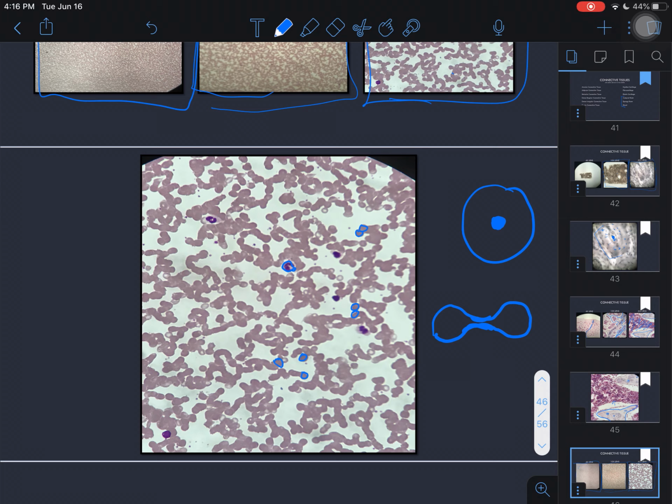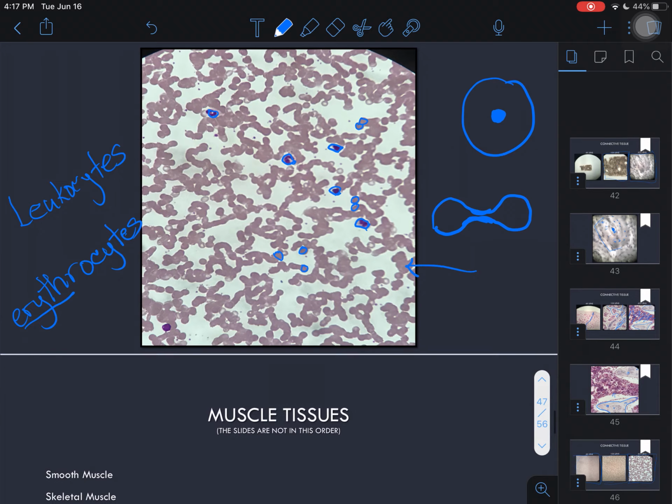These dark ones take up the stain really well, and the reason why is because they were white to begin with. And as soon as we say white blood cells, right, we know that those guys are actually leukocytes. The name for red blood cells, the official name, right, is erythrocytes. Eryth meaning red. And that is our final connective tissue.